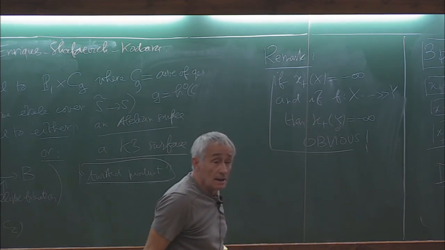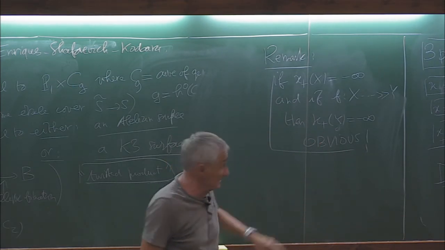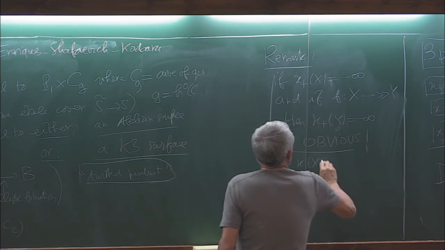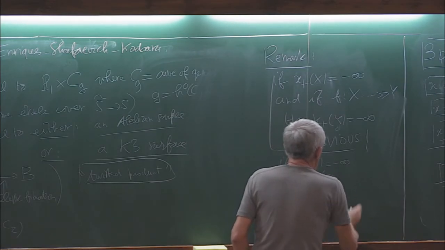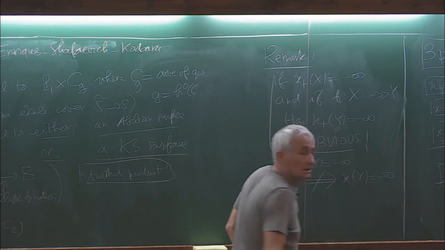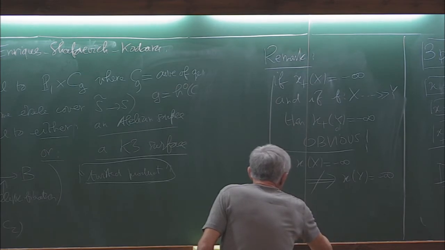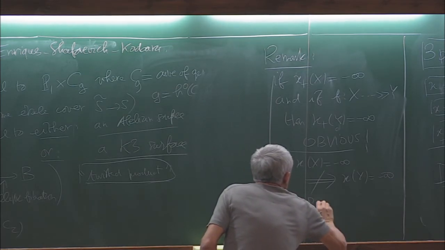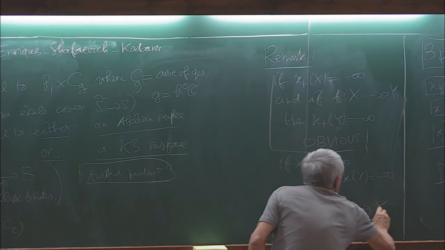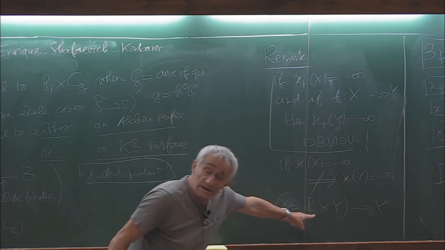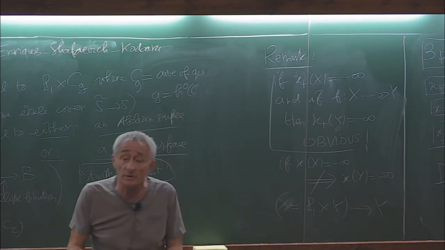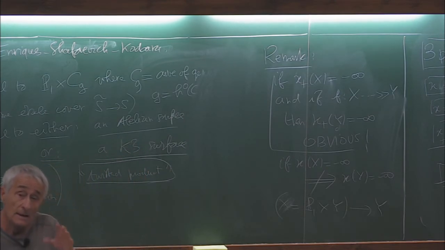Obvious, but I stress the difference. If kappa of x is minus infinity, then this does not imply that kappa of y is minus infinity, as we have seen. It is sufficient to take x to be P1 cross y, for example, and project it down to y. We have seen that kappa is minus infinity here. So in other words, kappa plus minus infinity controls everything which is down, in the same class, while if you take kappa is minus infinity, we don't see this.